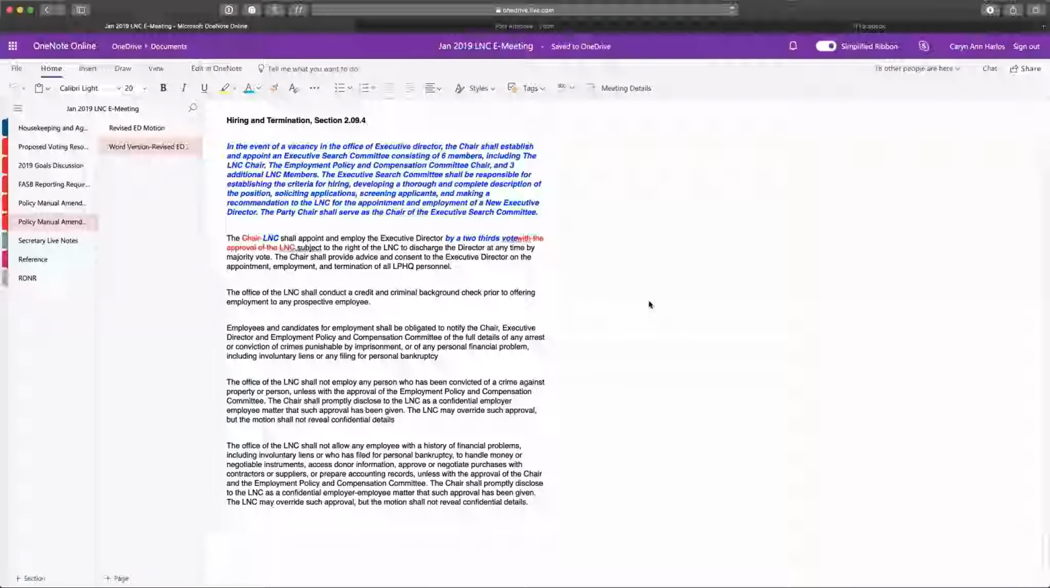Okay. Sorry, no, slow down. I'm going to read it. I have 6 members, including the LNC chair, the Employment Policy and Compensation Committee chair, and 3 additional LNC members. So the math is not right somehow, because that's 5.